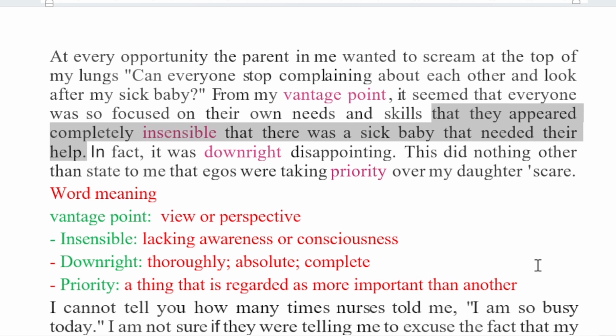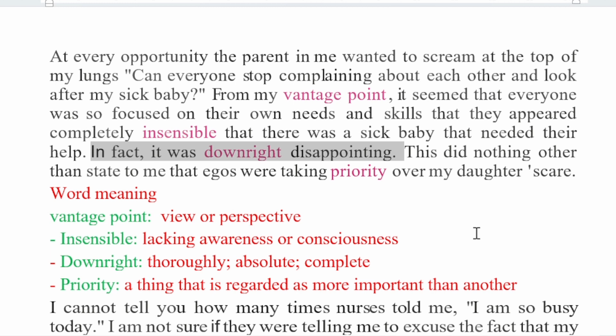They were not being sensitive and responsive to the baby's needs. In fact, it was downright disappointing. So downright disappointing means that something is extremely or completely disappointing. The parent was very disappointed by their behavior. They expected people to care more about the baby, but instead they were more focused on their own interests.